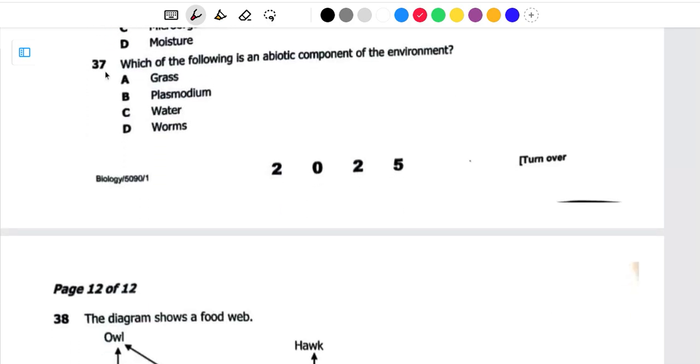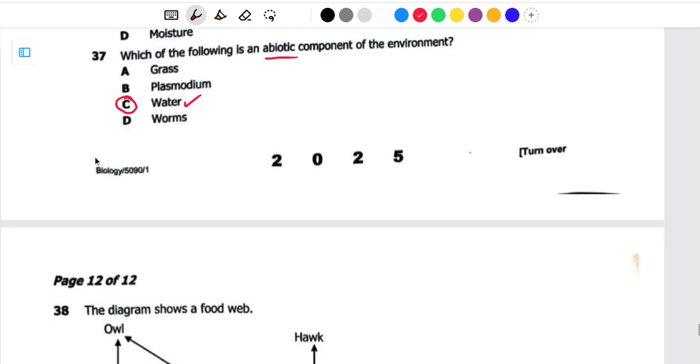Then question 37 is saying, which of the following is an abiotic component of the environment? Abiotic are non-living components. Then we talk of biotic, which are living organisms. So water is an abiotic factor or component.